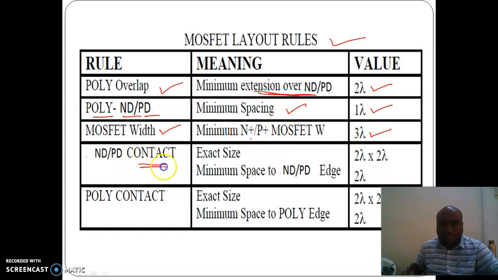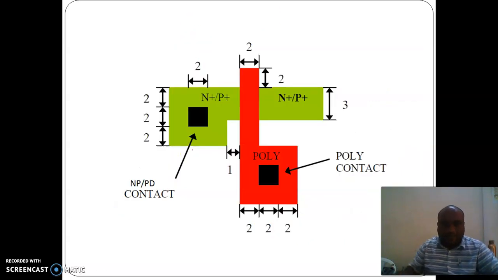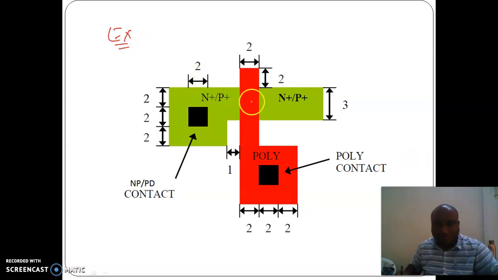Whereas N diffusion or P diffusion, if you have a contact, the exact contact size is 2 lambda by 2 lambda, and the space to the edge is 2 lambda. Whereas poly contact, we have exact size again 2 lambda by 2 lambda, and then minimum space to poly edge is 2 lambda. These things pictorially we have seen in our previous slide. Now see a small example to consider all things at one place.